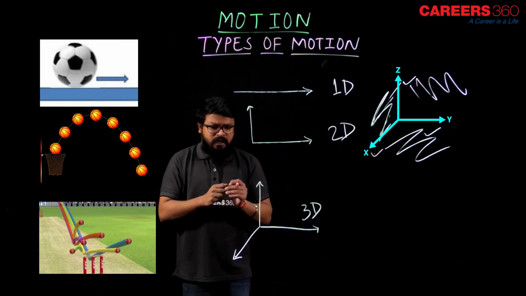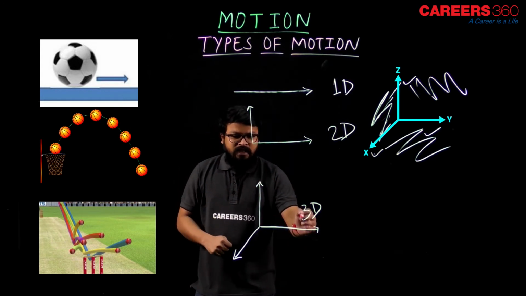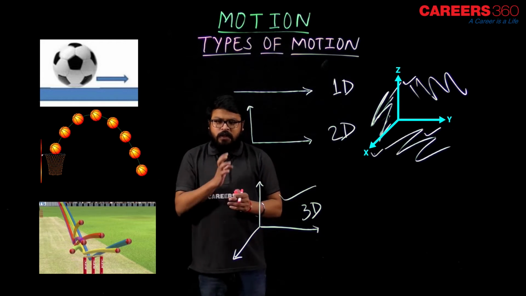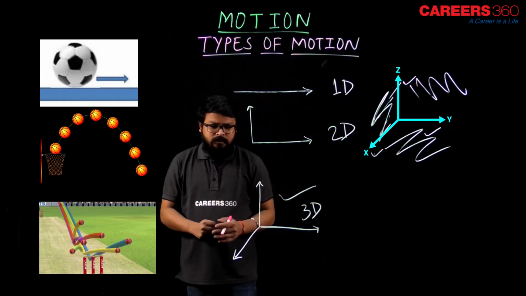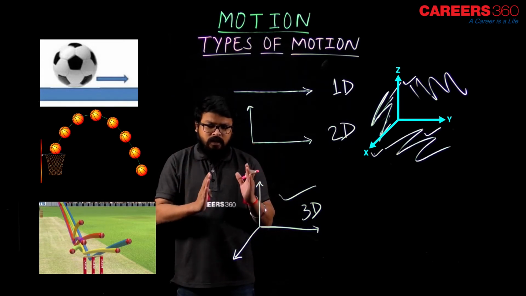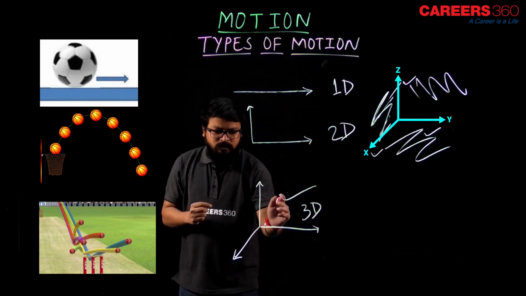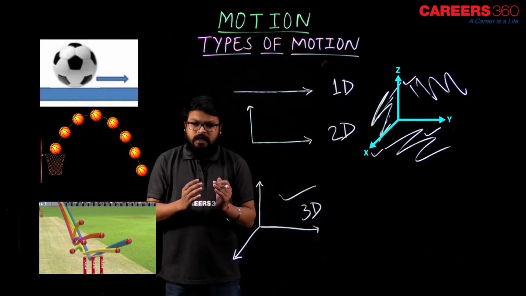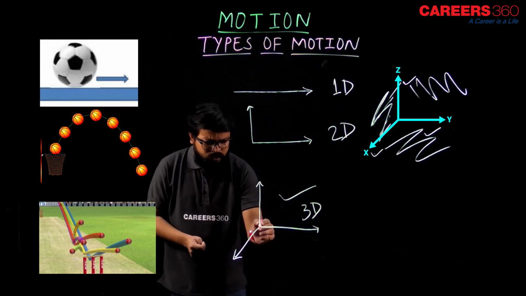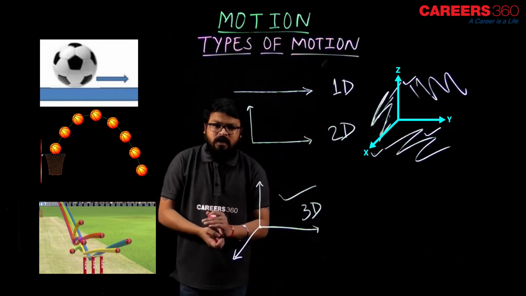I want to give you one more explanation of this 3D motion. You can consider it as a corner of your room: two walls of your room and the floor, right? They are meeting each other. So this is the cornermost point, right? Two walls and the floor, right?